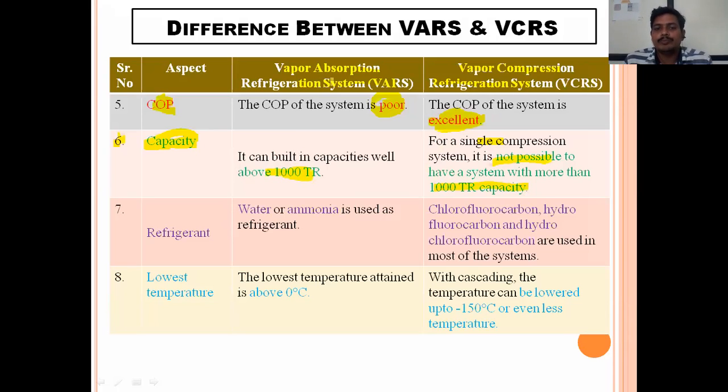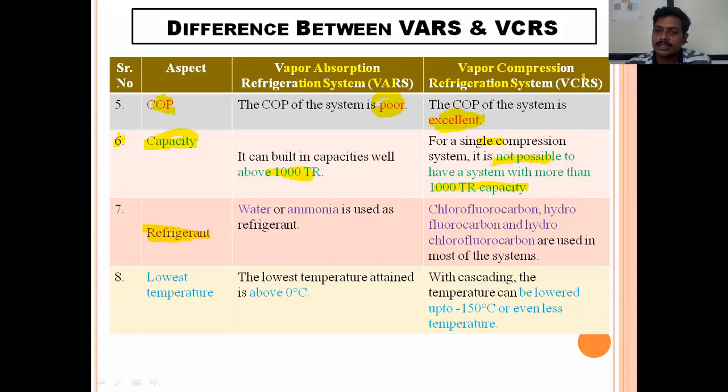VARS system, that is vapor absorption refrigeration system, will be mainly used in air conditioning plants having capacity of 200 TR or more than 200 TR. That can be increased above 1000 TR also. But VCRS system can be used for domestic as well as industrial purposes, where the capacity of the plant is below 200 TR. Okay.